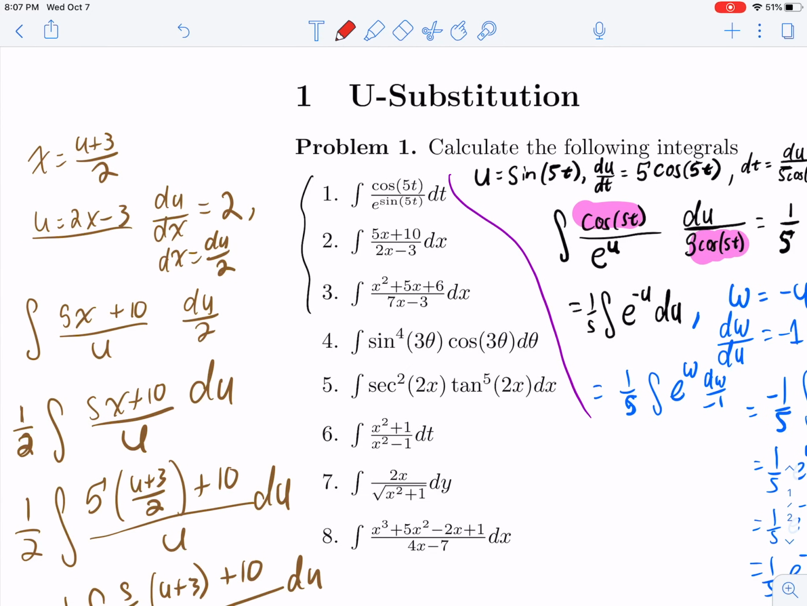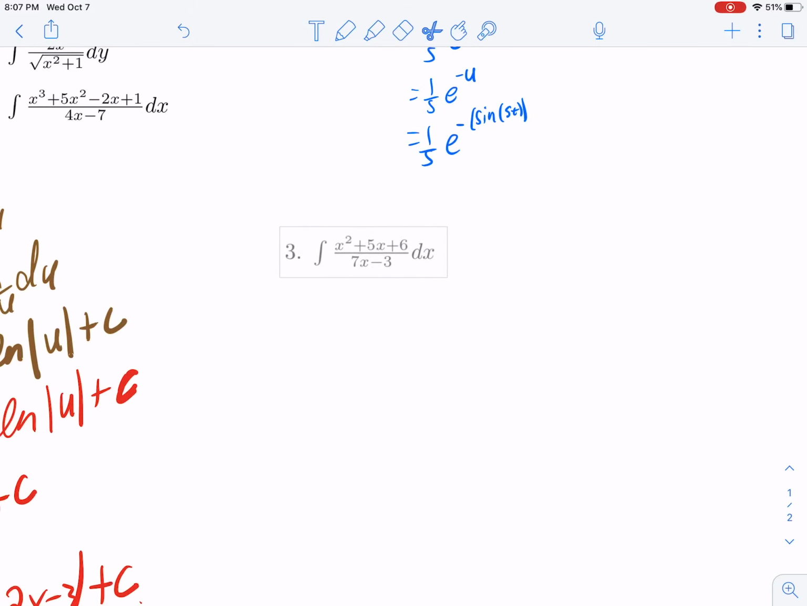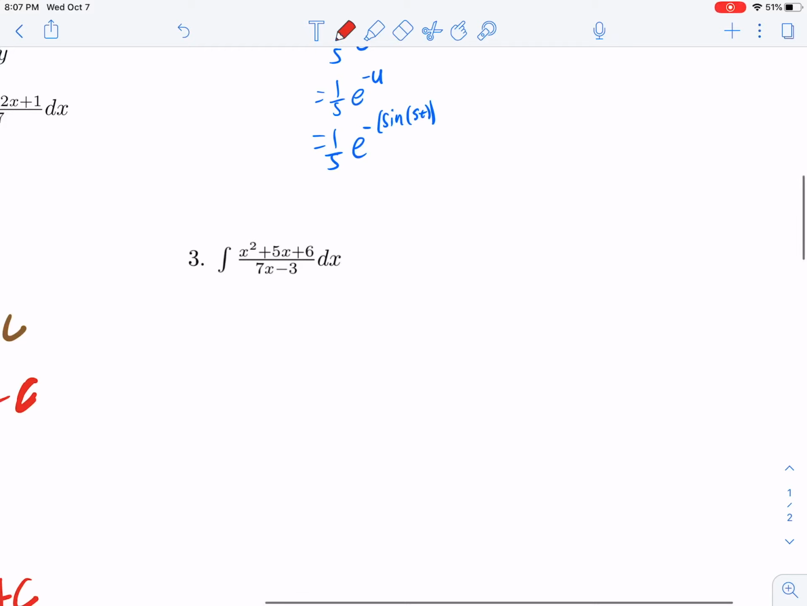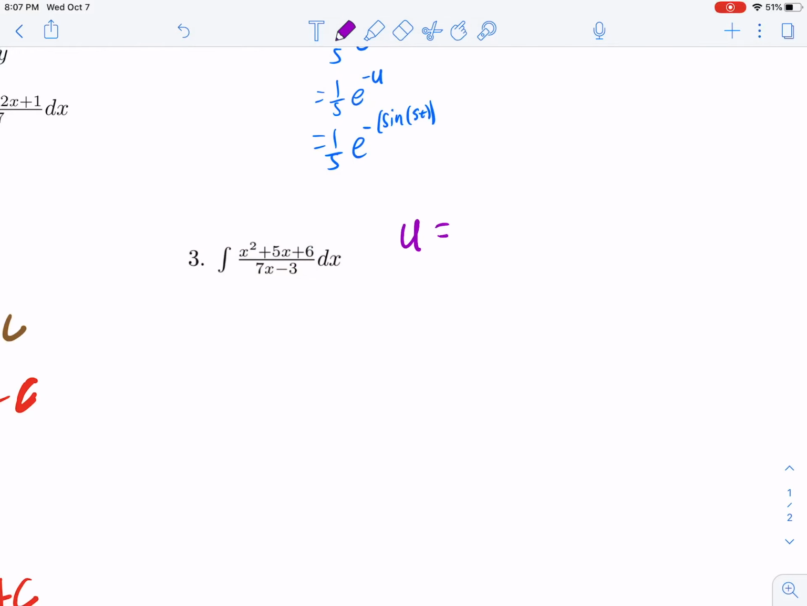Number three. So we're running a little short on room over here. So I'm going to copy that and let's bring it down here. And we're going to use the same trick we've used a couple times so far. We want to choose u to be our denominator, 7x minus 3. So if we skip a few steps, we get dx equals du over 7. And it's going to prove useful in a second, and you'll see why. But I'll just write x equals (u plus 3) over 7 by simplifying.